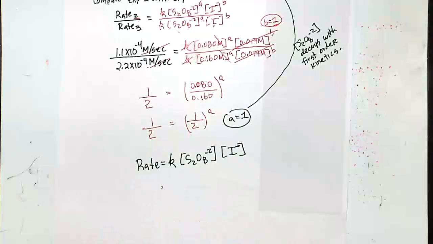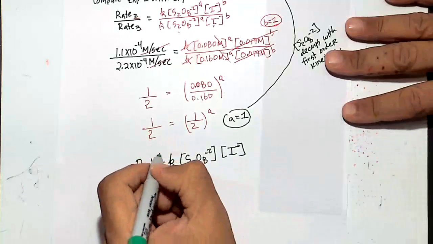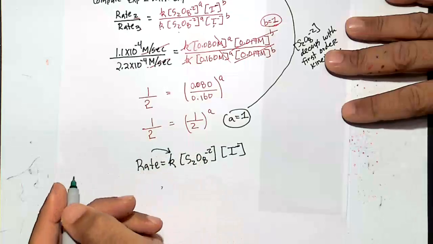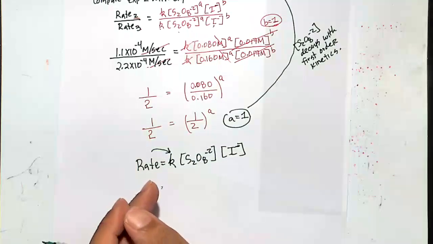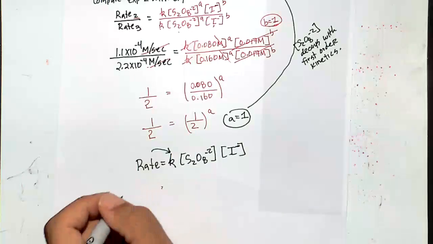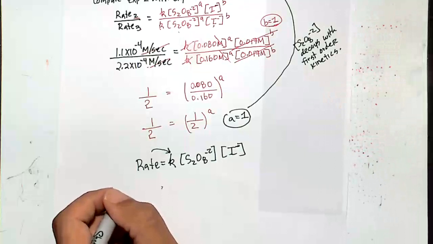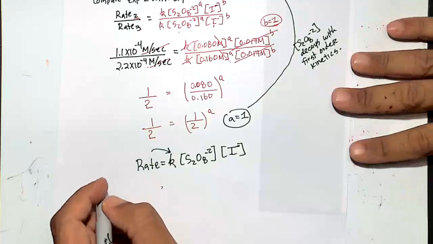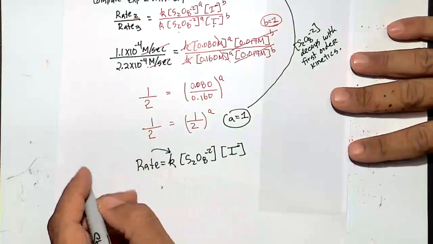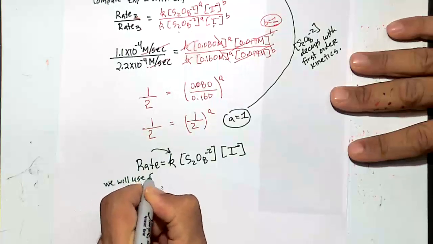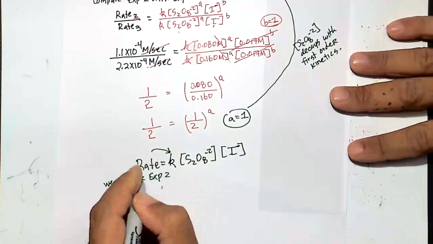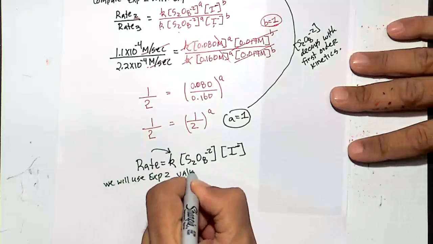Okay, we're not done. What else do we need to calculate? What's left over? How will we calculate K, Bailey? Pick any experiment, 1, 2, or 3 for me. Experiment 2. Okay, so we will use experiment 2 values to calculate rate constant K. You can use 1 or 3, but you can use any one.